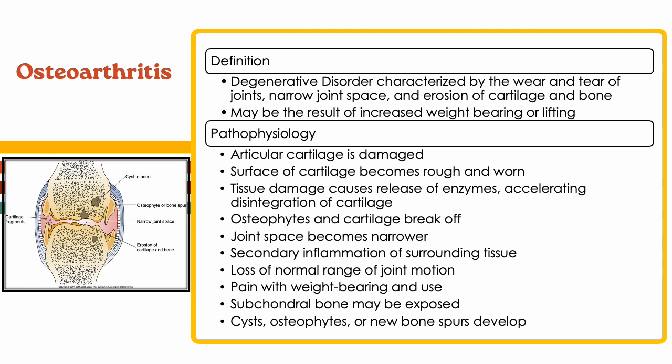You do have articular cartilage that is damaged. We learned a little bit about that earlier in this lecture. You also have tissue damage causing the degeneration of your cartilage. You do have osteophytes and cartilage that eventually will break off. You do have narrowed joint space as a result of that. And then when that joint space is gone, you do have more inflammation, and it's called secondary inflammation. You do get loss of range of motion. There is pain with weight bearing and use, and you may have bone that's exposed if it's severe enough. You may even get something called osteophytes or bone spurs, and cysts that develop in these joints as well.